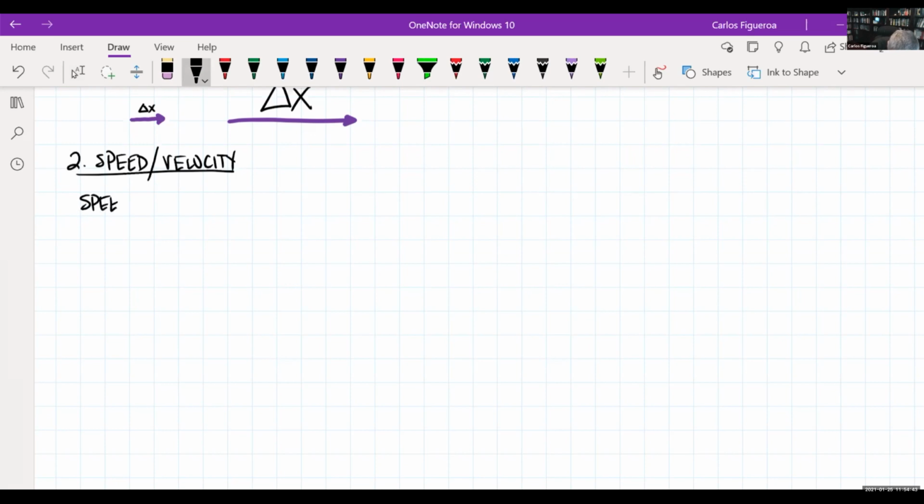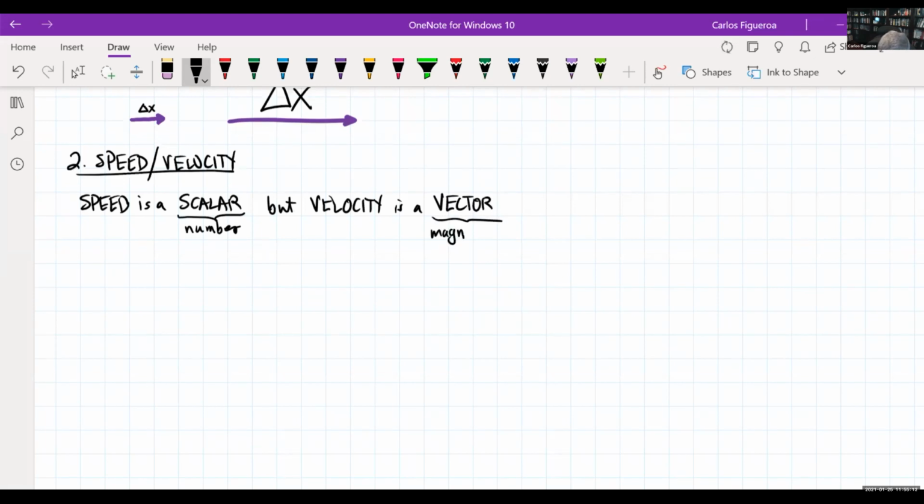speed is a scalar. And remember, scalar means what? It's just a number. It's just one number, just like position. But velocity is a vector. So what I mean by vector here, it has to have magnitude and direction.